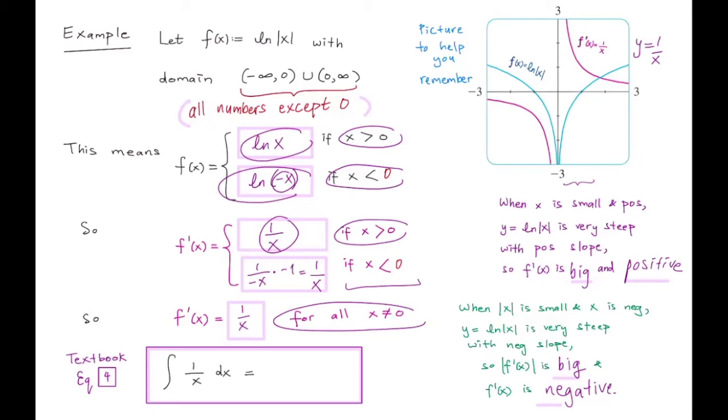Now, this allows us to take the integral of 1 over x, and that would be the natural log of the absolute value of x plus the constant. So the absolute value is necessary because the natural log is only defined when this value is positive.